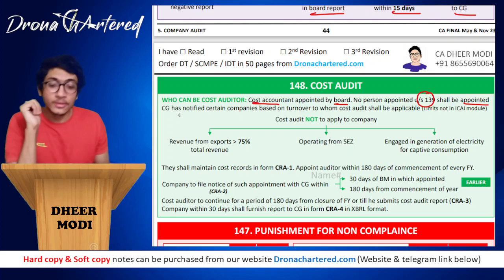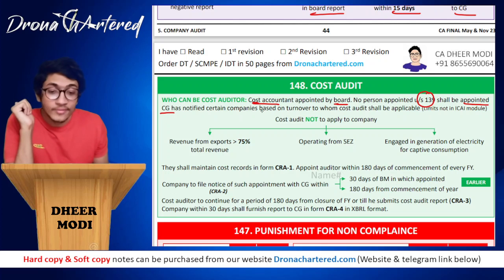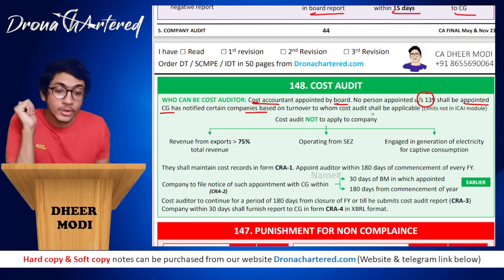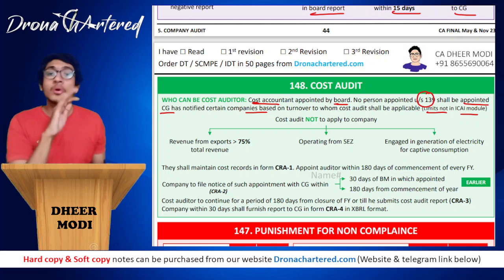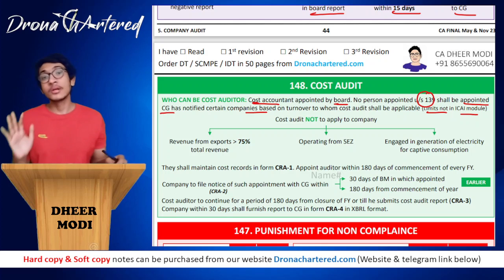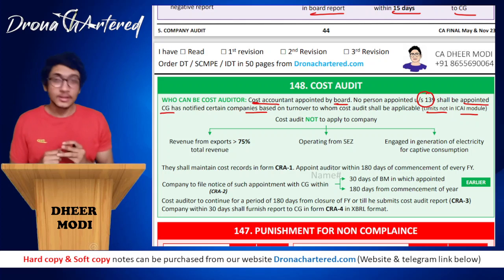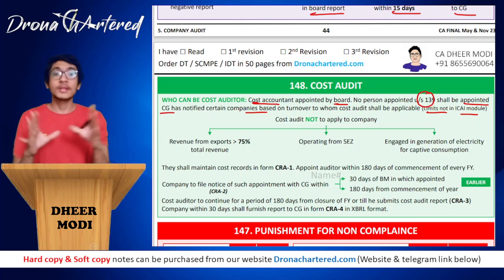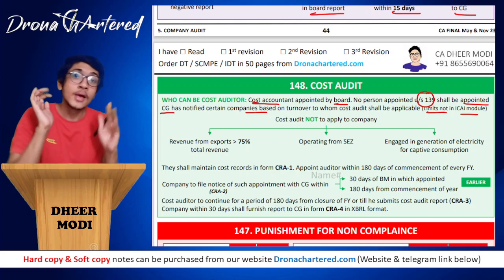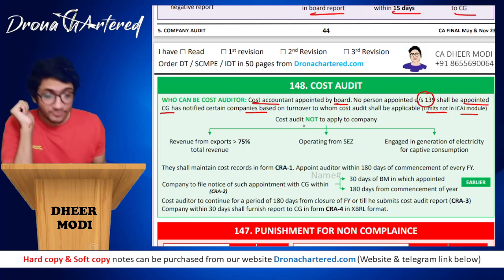Okay, so 139 is your auditor, because CG has notified certain companies based on turnover to whom cost audit shall be applicable, and the limits that are given, they are not in the ICAI module. Therefore, I have not included them in the notes. Other faculty might have taken the limits from the section itself, but in the ICAI module there are no limits given. Therefore, I have not put any limit.